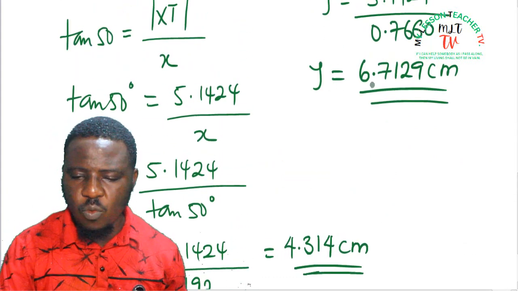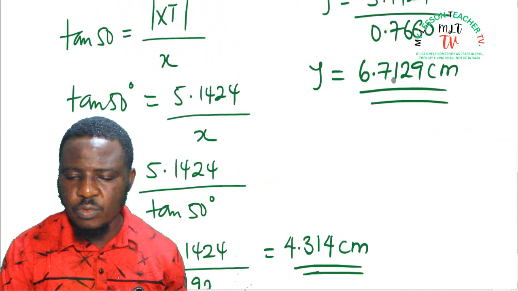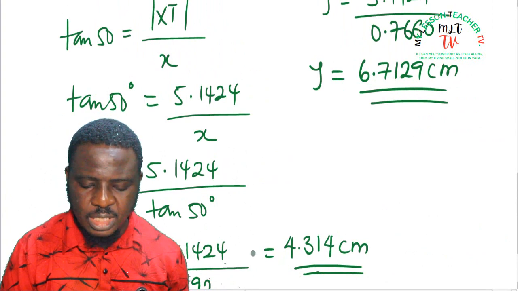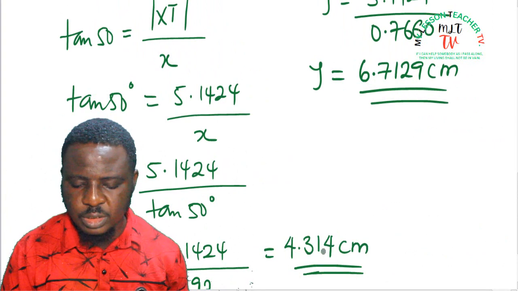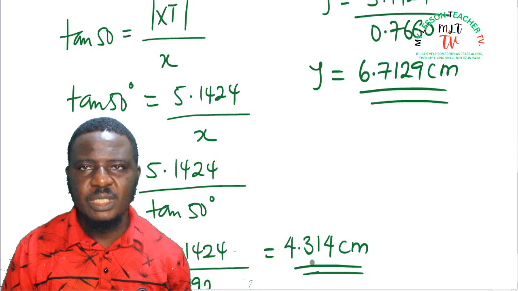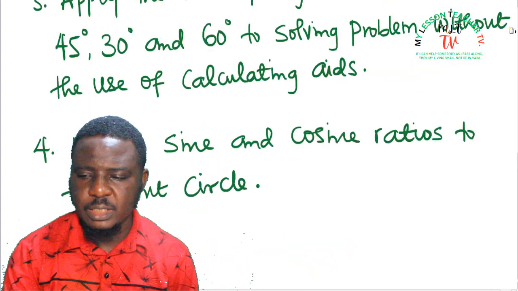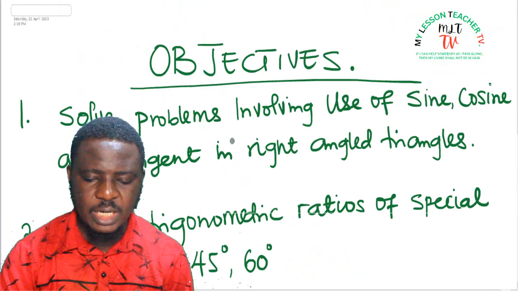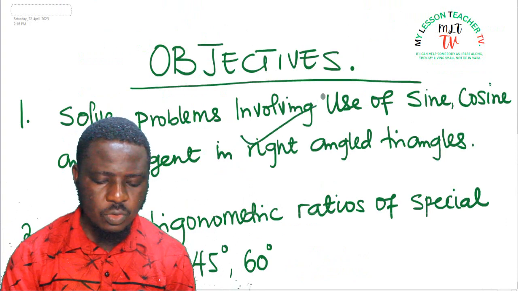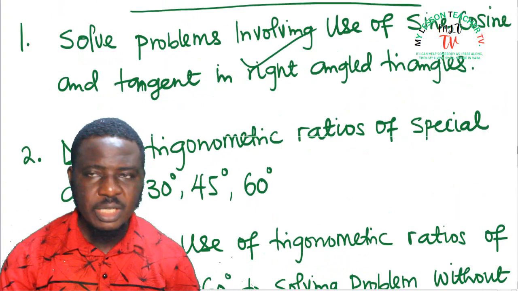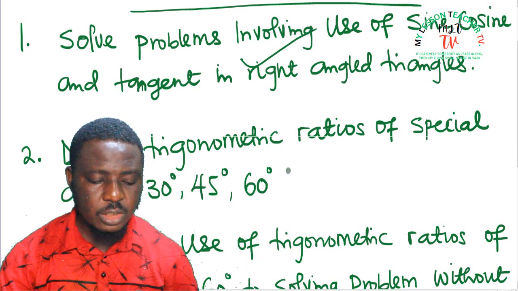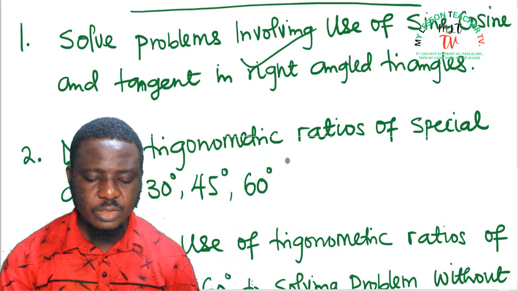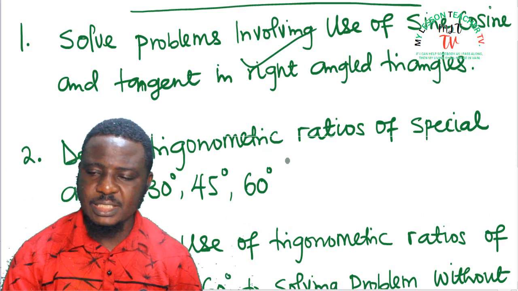So we have gotten our value for Y to be 6.7129 to 4 decimal places, and to 3 decimal places, our value for X is 4.314 centimeters. That brings us to the end of today's class. In today's class, we have been able to solve problems involving the use of sine, cosine, and tangent in a right angle triangle. In our next class, we shall take the second objective, which is to derive trigonometric ratios of special angles 30 degrees, 45 degrees, and 60 degrees.